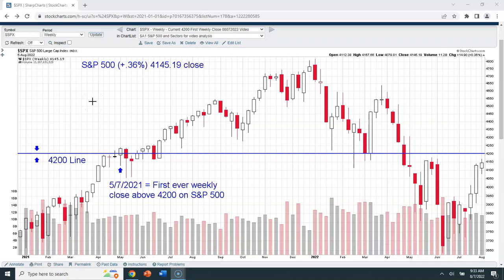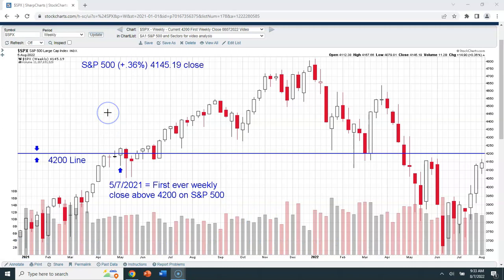The chart that we will be working off of here is a weekly candlestick chart of the S&P 500. So each candlestick on this chart does represent 1 week of trading. And to start with, we're going to run the chart back to the beginning of 2021. Just gives us some nice perspective.